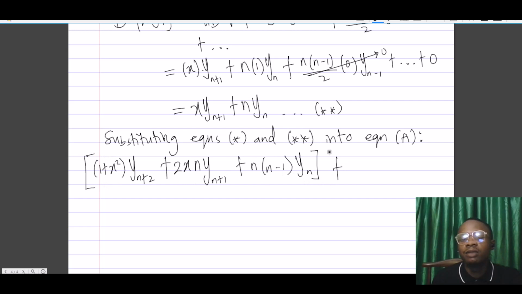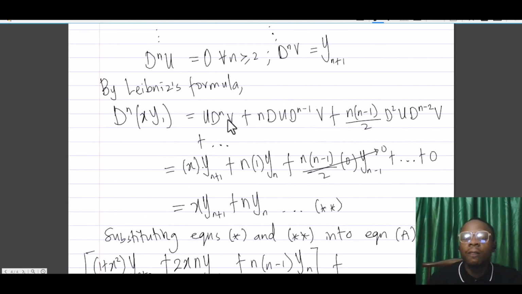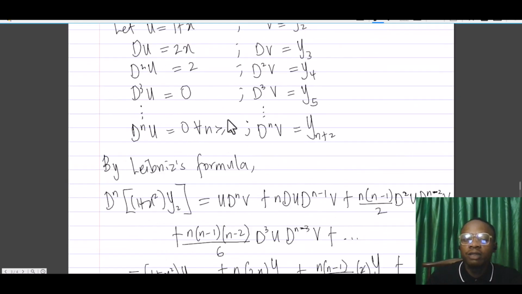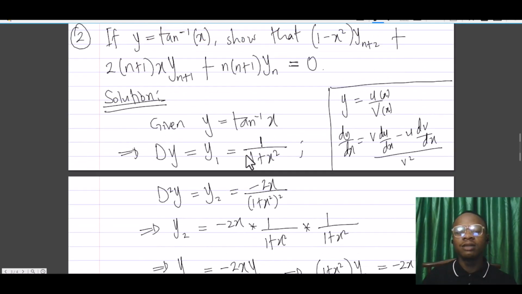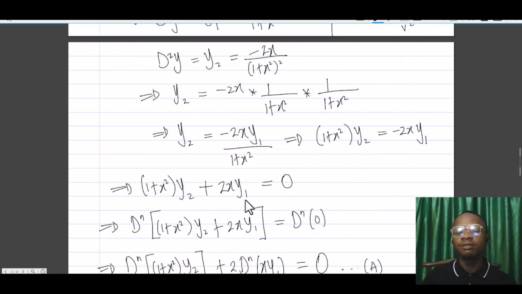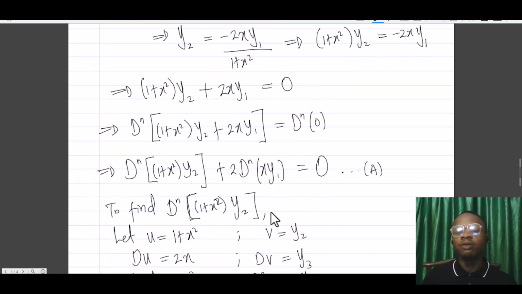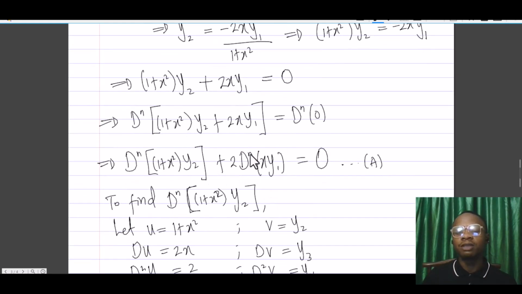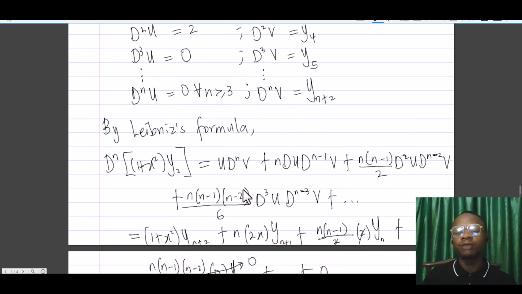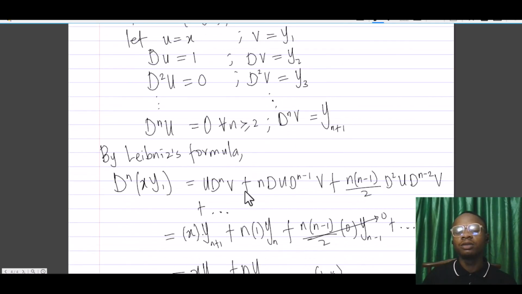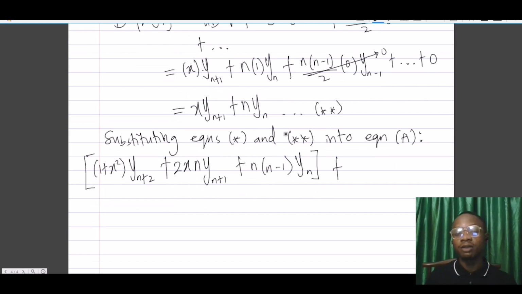Then for the second part, we already know what the derivative is for this expression, the nth derivative of. So to get the nth derivative, to make use of this nth derivative of xy1, we'll have to multiply it by 2 as we have it in this expression. So that will be 2. So we go forward to make use of that result. We say this will be then 2 into what we already obtained here, which is x y n plus 1 plus n y n, close the bracket, and all of this will be equal to 0.